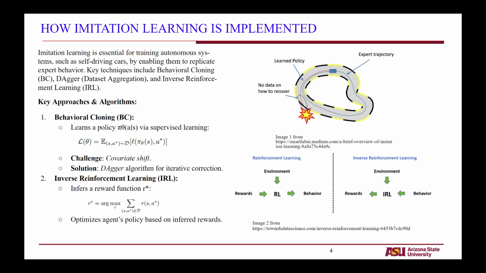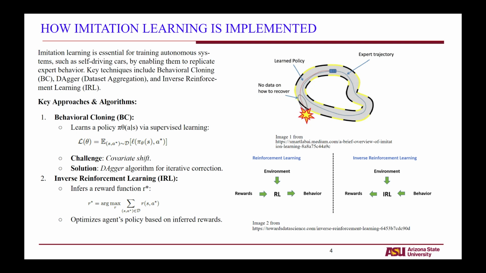Next is inverse reinforcement learning, IRL. Instead of learning actions directly, IRL focuses on inferring the underlying reward function that explains the expert's behavior. The agent optimizes its policy to maximize inferred rewards, making it more adaptable than BC by learning the motivations behind the behavior.